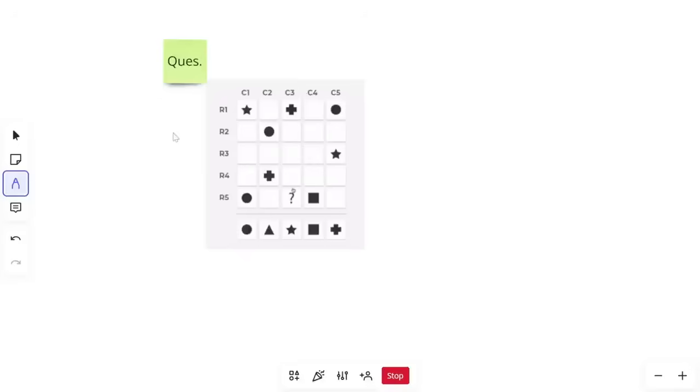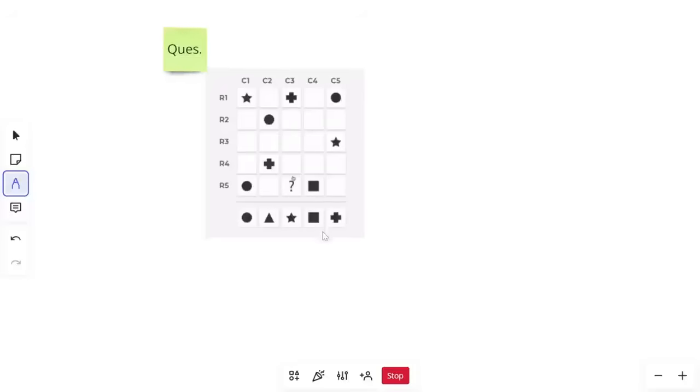Let's look at this question. In this one, we have to find out which symbol will come at the place of the question mark, out of the given options. The options are circle, triangle, star, square and plus. Let's see how to solve this question. But before that, I would suggest that you pause for a moment and try to solve it on your own, and then you can proceed with the solution. This way you will get better practice of solving these types of questions.